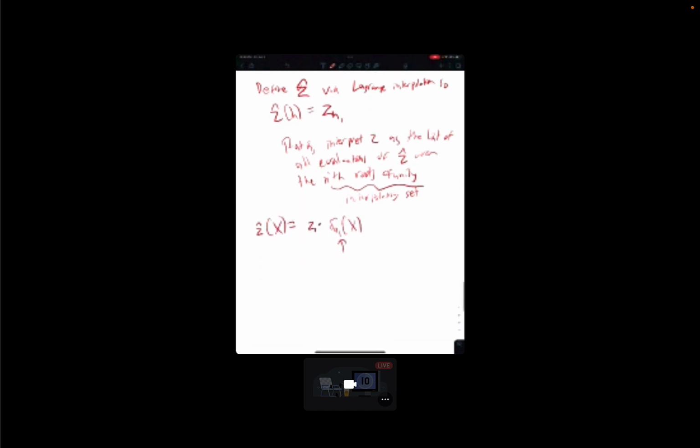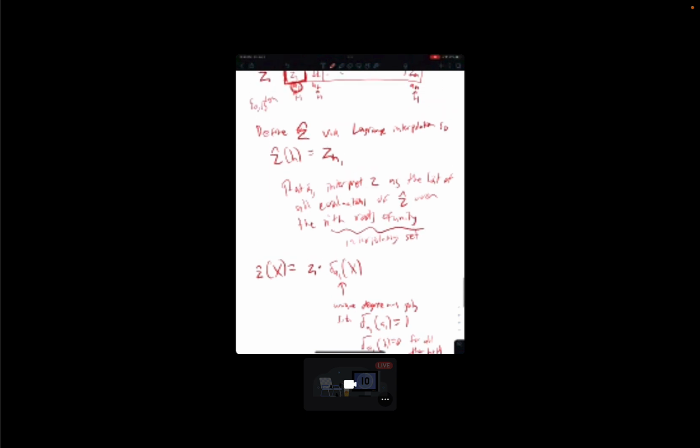And this is just defined to be the unique degree n-1 polynomial such that delta a sub 1 of a sub 1 is 1 and delta a sub 1 of h equals 0 for all other nth roots of unity h. And so that ensures that when you evaluate z hat at a1, you get z1 times 1, which is z1. And this term will not affect the evaluation of any other nth root of unity because when you evaluate delta sub a1 at any other nth root of unity, it spits out 0.